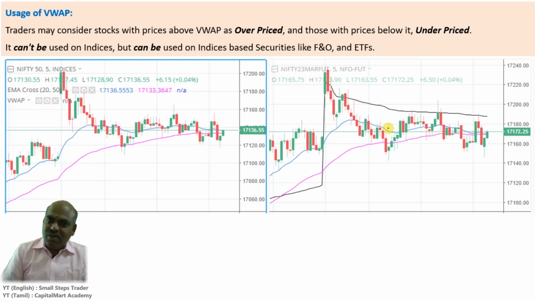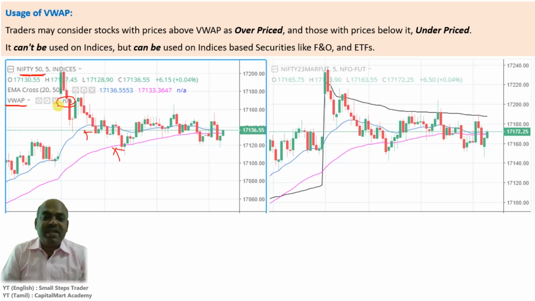This indicator cannot be used on the index itself. See the left chart, it is the Nifty 50, Nifty index chart. On the same chart I use EMA 20 and 50, 20 period and 50 period. Both the EMA lines you can see. But on the same chart, I used the VWAP indicator also, but it's saying it is not applicable. You know that the index itself doesn't have any volume.